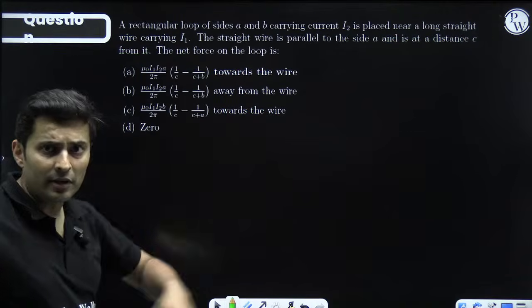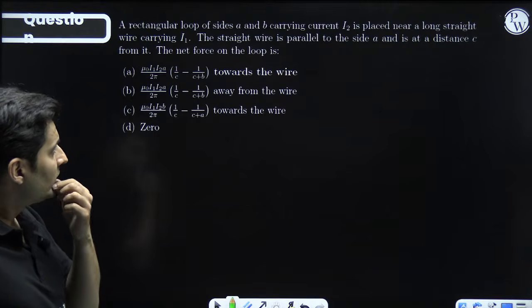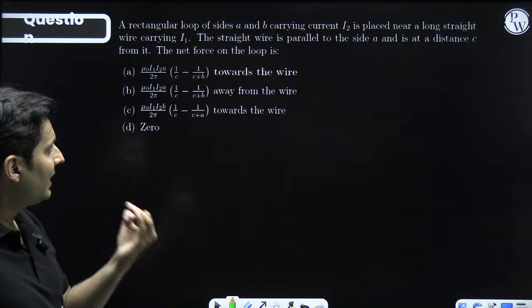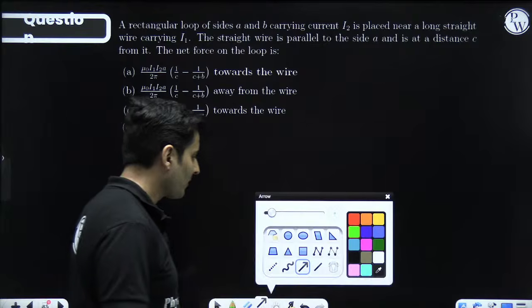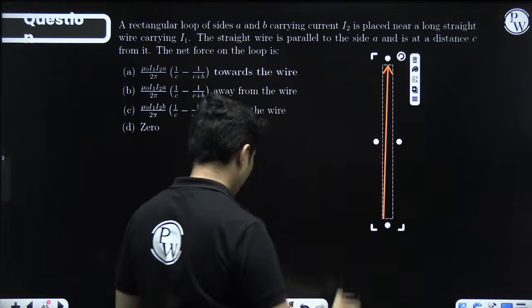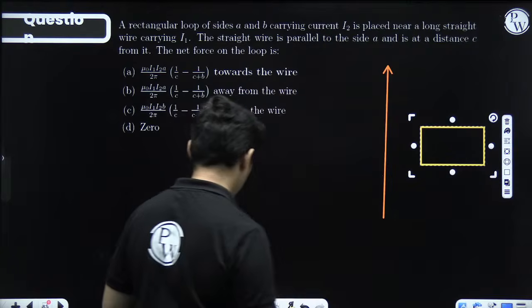A rectangular loop of sides A and B carrying current I2 is placed near a long wire carrying I1. The straight wire is parallel to side A and is at a distance C from it. What is the net force on the loop? Very good question. We have a long wire like this, and then we have a rectangular loop like this.